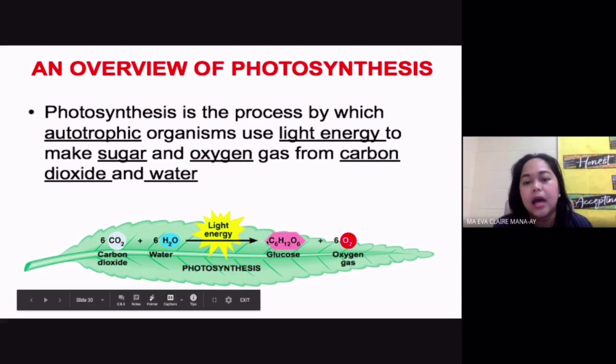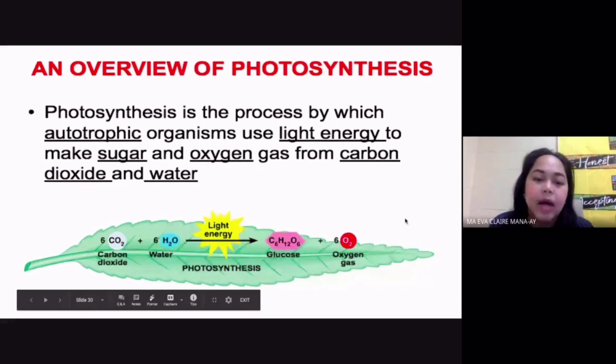And of course, the main product of photosynthesis would be glucose. And oxygen gas is considered a byproduct. It is a waste product. Now, as you can see, to make this chemical equation balanced, you need six molecules of carbon dioxide, six molecules of water. Then, of course, that is going to give you one glucose molecule and six molecules of oxygen gas. So this is the balanced chemical equation for photosynthesis.